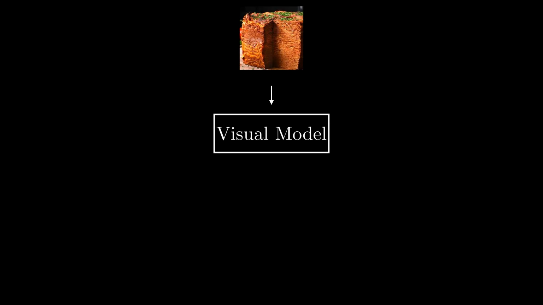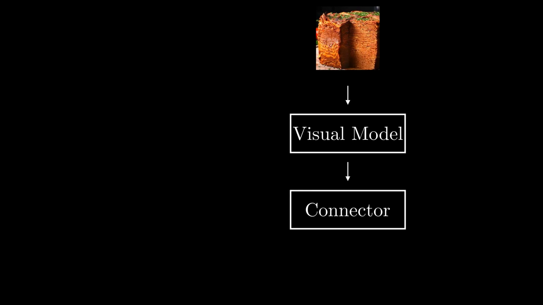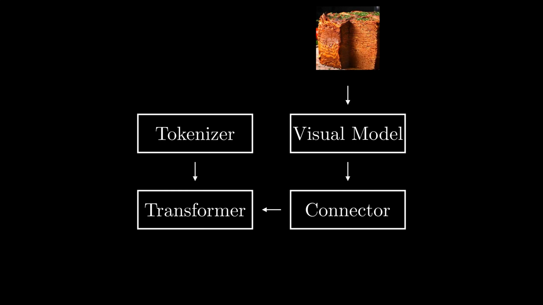For images, we need some sort of vision model, maybe a convolutional neural network or a vision transformer. The actual model will change based on the modality, but we still need some way to connect the output of the visual model to the transformer of the LLM. We use a connector network to link the output of the vision model with the transformer. This connector network can be as simple as a linear map to a collection of cross-attention layers.